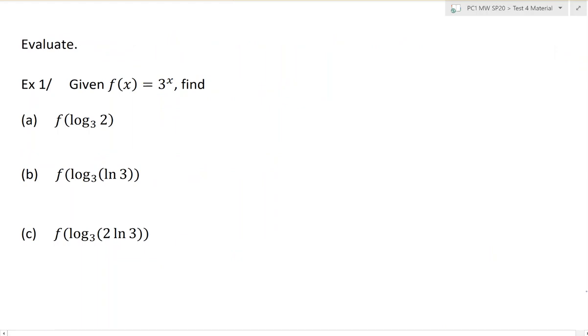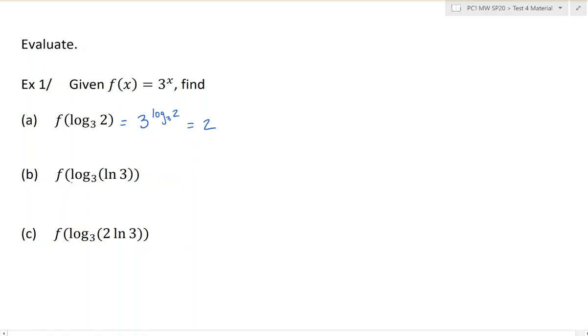Let's evaluate these logs. We have f of x equals 3 to the x, and we want to find f of log base 3 of 2. So if I have that, I have 3 to an exponent of log base 3 of 2. Our properties that we learned in the last section mean that that's going to give us an outcome of 2. When you have a logarithmic exponent with the base the same as the base here, then the answer is going to be the argument of your log.